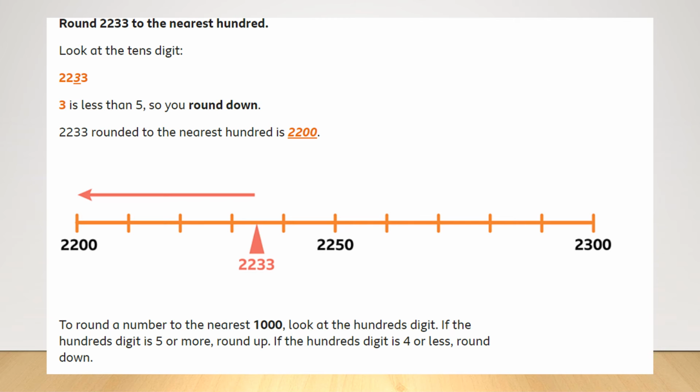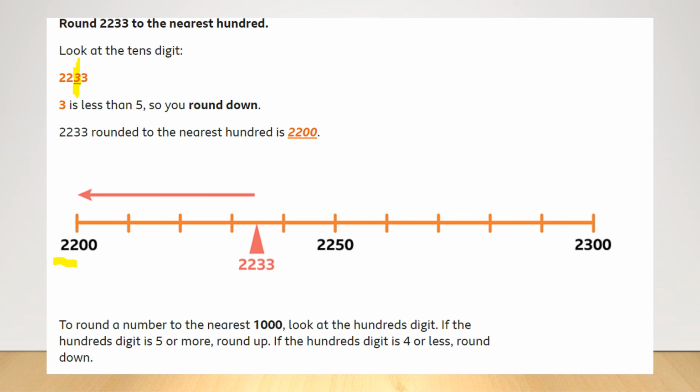So I'm rounding to the nearest 100, so I have to look in my tens column. And the digit that is in there is 3. Okay, so I know that I've got to round down. But round down to what? Use that number line to help. So I'm looking at the 100.